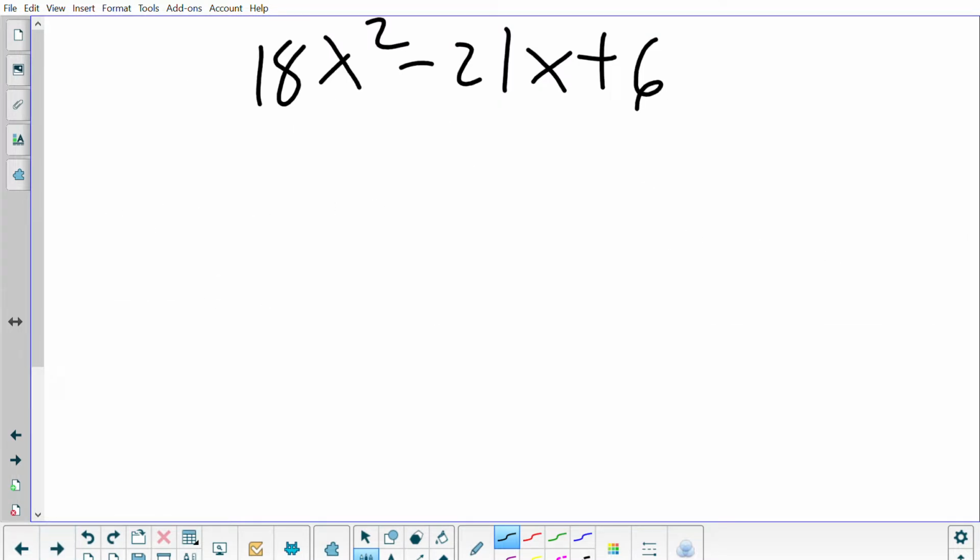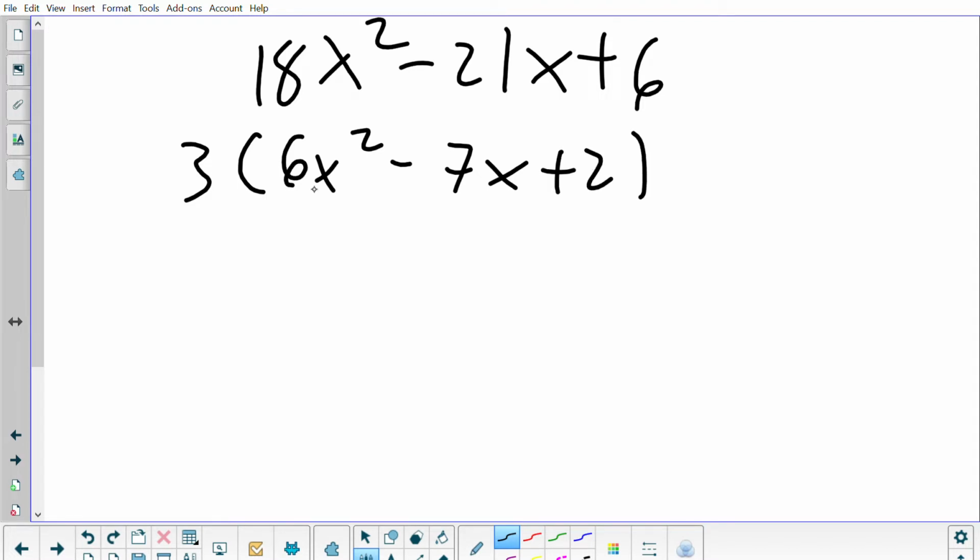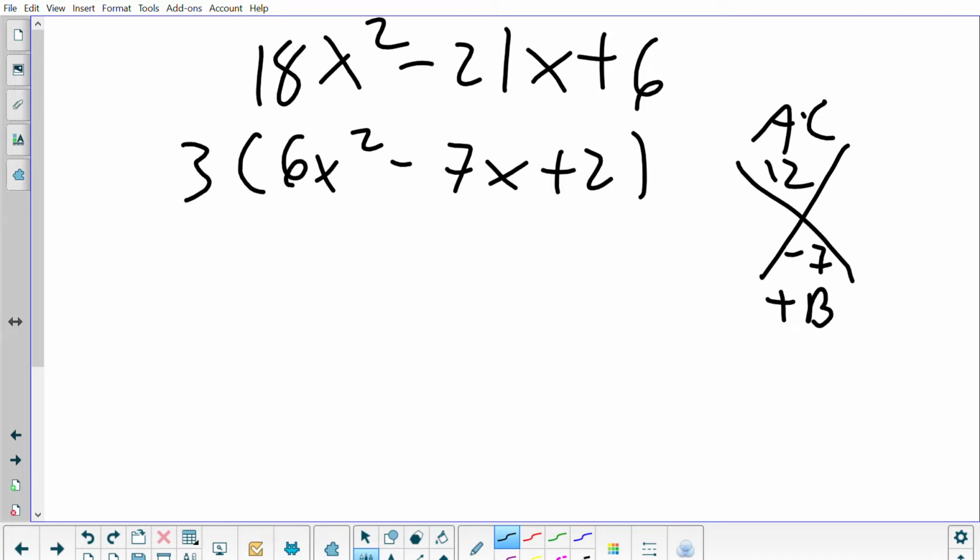So from here I'm going to factor. I could do a times c, or I could say it's our number that divides into all of these. I see 3 divides into all of these. So you have 6x squared minus 7x plus 2. Any number that divides into all those? Nope. So now I do my a times c to get to b. And my winning combo would be -4, -3.